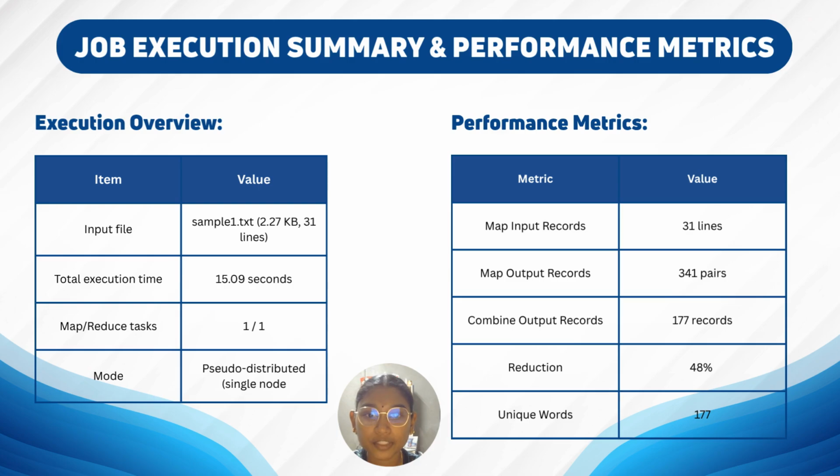Our job executed successfully in pseudo-distributed mode on a single node. We used the sample1 text file as input, which is 2.27 kilobytes containing 31 lines of text. The entire job completed within 15.09 seconds using one map task and one reduce task.